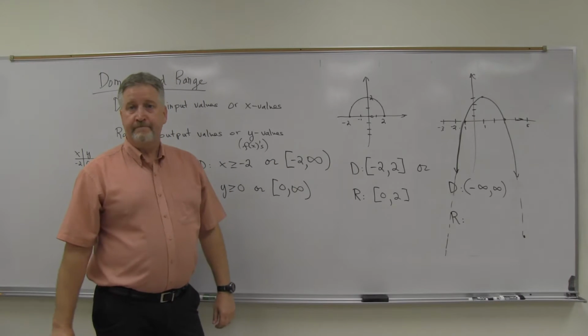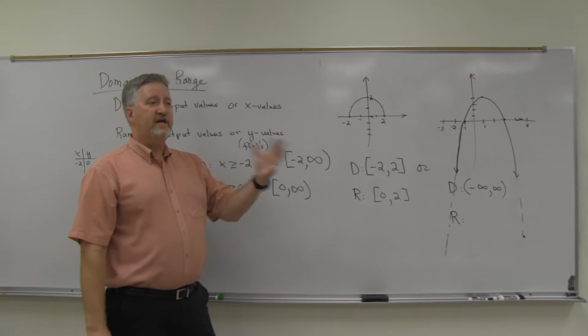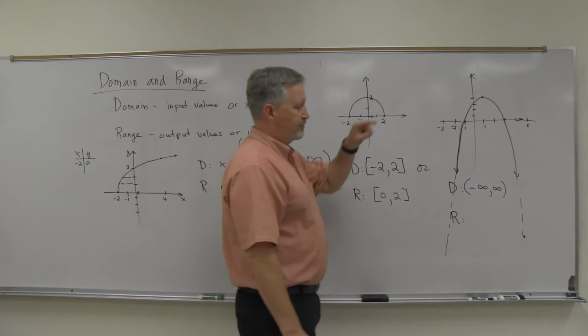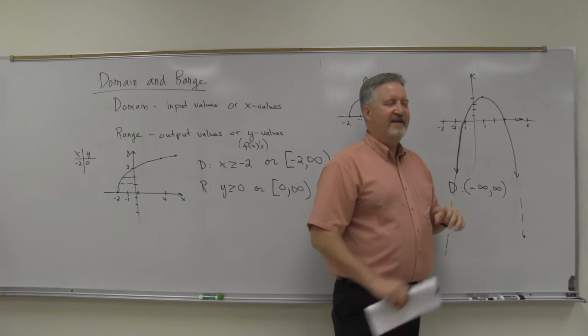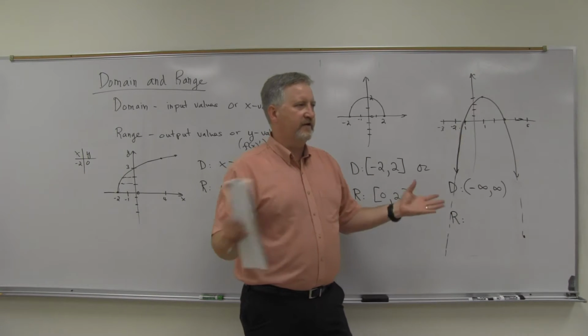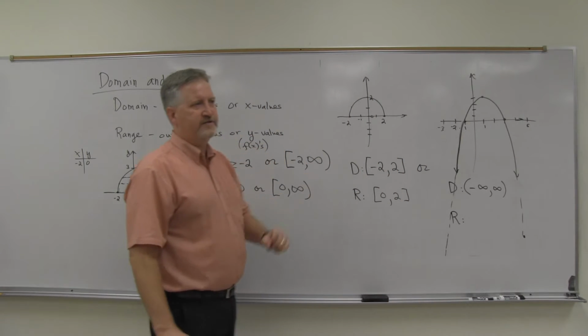Is that okay? Why would there be parentheses instead of brackets there? Infinity always has parentheses. Remember, brackets mean you include the endpoint, and you're never going to get to the end of negative infinity or positive infinity. It just keeps going. So that's why they use parentheses. Parentheses always on infinities.